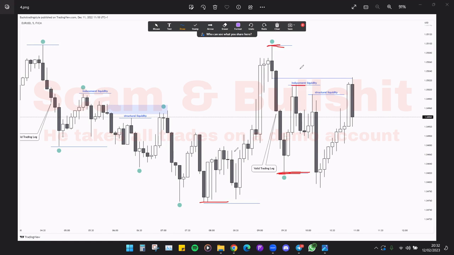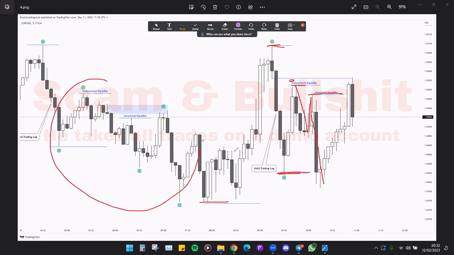And don't forget, external structure are liquidity, right? The ILQ deals with external structure points. The SLQ deals with internal structure points. So if this is our external structure point right here, this is our ILQ, right? Then price creates this structure point before falling. So these are structural liquidity.